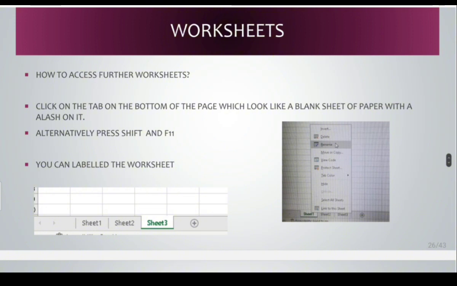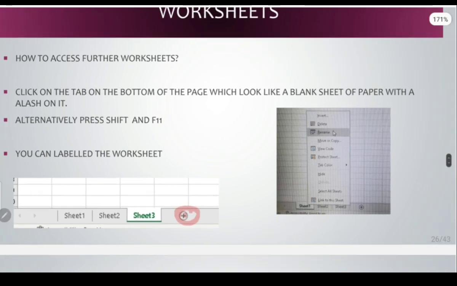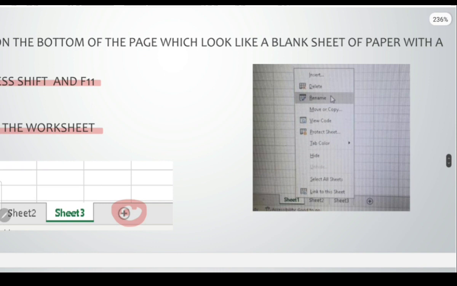How to access further worksheets? You can click on the tab at the bottom of the page which looks like a blank sheet of paper with a flash on it. By clicking on this point, you can access further worksheets. Alternatively, press Shift and F11. You can label the worksheet as well. To label it, right-click on the sheet and then you can rename it.